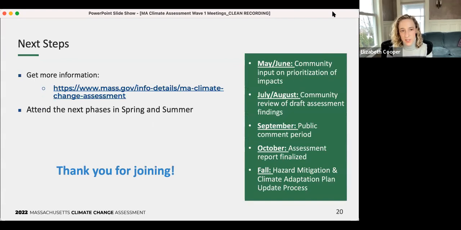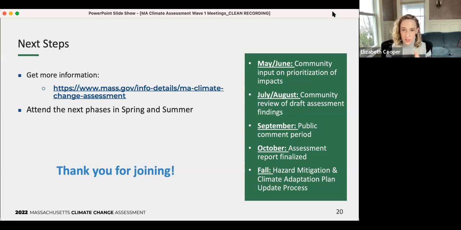Just a few words on next steps. More information can be found at this website, and we hope that communities and stakeholders attend the next phases in the spring and the summer. In May and June, again, we'll be focused on that second phase where we'll be looking to get community input to prioritize those impacts according to that criteria that I shared. What impacts are most severe? Where are they felt disproportionately? And where do we most need to focus our adaptation planning and action?